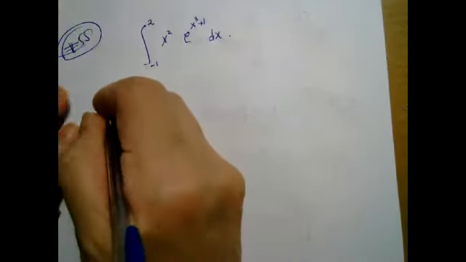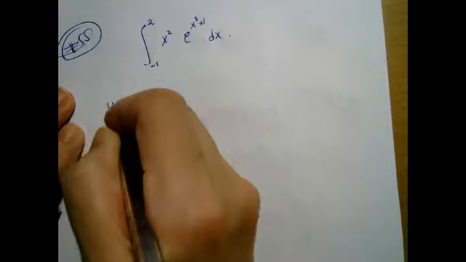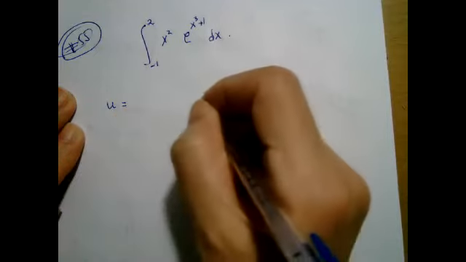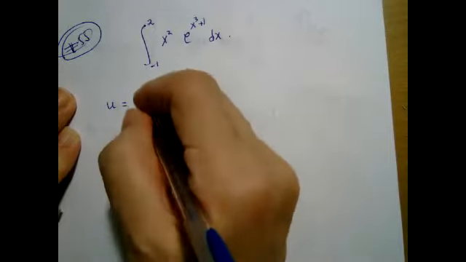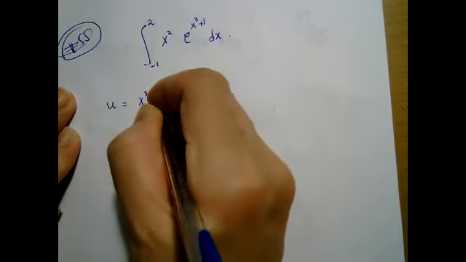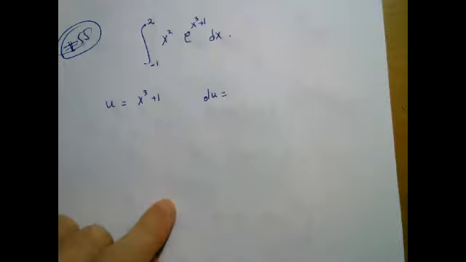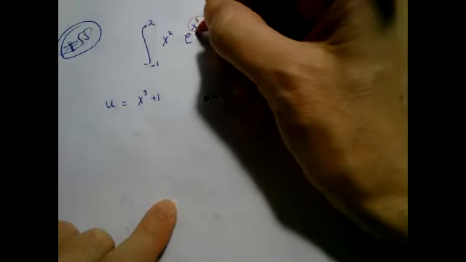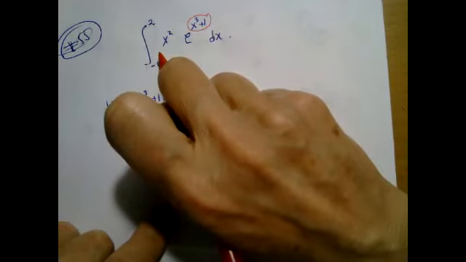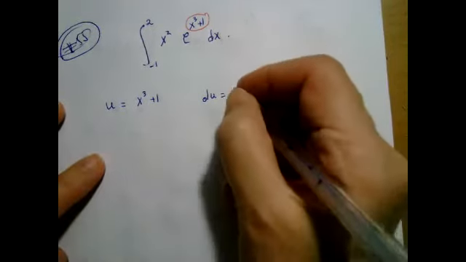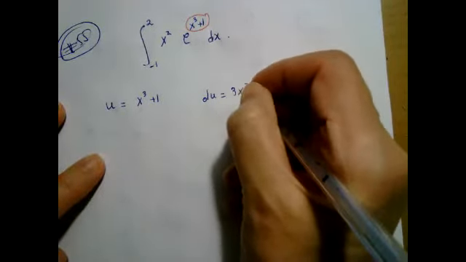So what's going to be my u? And of course my du. x cubed plus 1. It's just barely staring at us. That's my u, and its derivative is clear. The derivative of that is part of the integrand. It's the 3x squared, up to a constant. That's always the way we have it. So my du is the 3x squared.